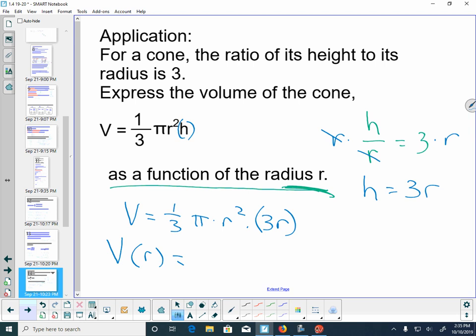Yeah, but I got r squared, I got an r, I got a 1/3, I got a 3. How can I clean that up? Well, I would just multiply them. All right, so what's 1/3 times 3? Oh, 1. So I get 1 pi, and how many r's do I get multiplied together? It's going to be r to what power? The third. So I really could write my function as V of r equals pi r cubed. Are we okay with this?